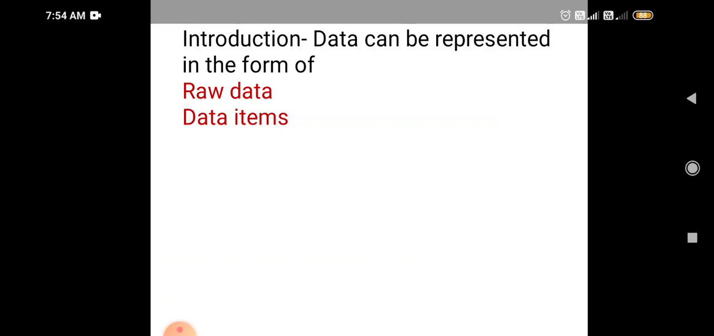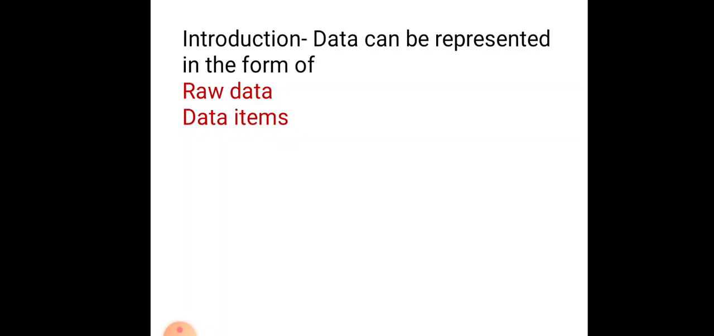So the elementary representation of data can be in the form of raw data and data items. Raw data are the raw facts. These are simple values or a set of values, and a data item represents a single unit of value of a certain type, like integer, float, etc. Data items are used as per their associated data types.